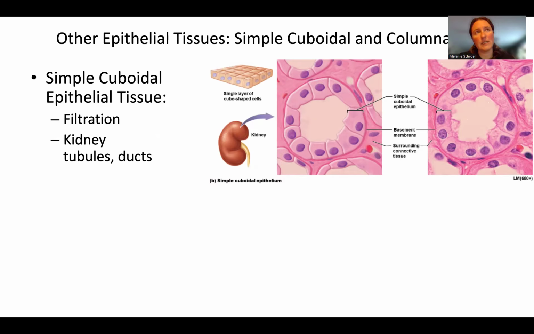Also, you will see in the histological slides that there are some of these tubules surrounded by simple cuboidal epithelial tissue as part of other ducts. So like in the tube that takes sweat from your sweat gland all the way up to the surface of your skin, you'll also see some of these simple cuboidal cells.